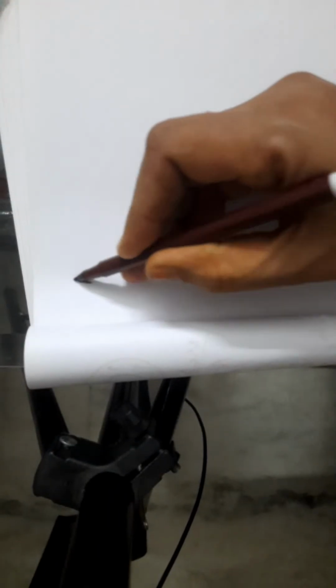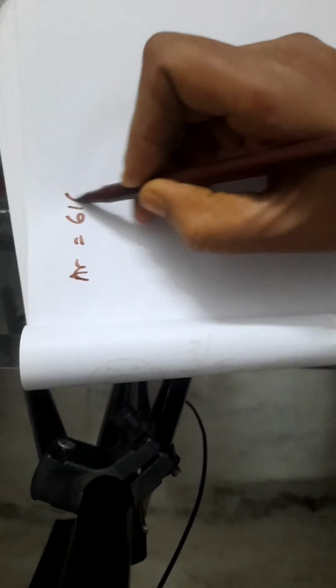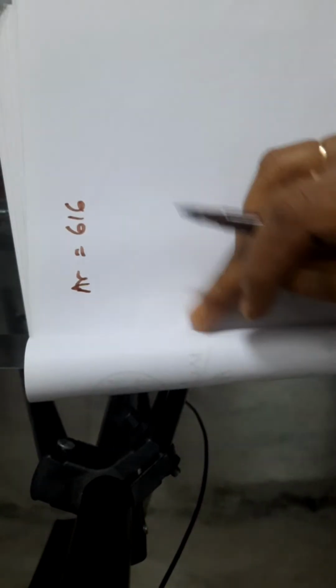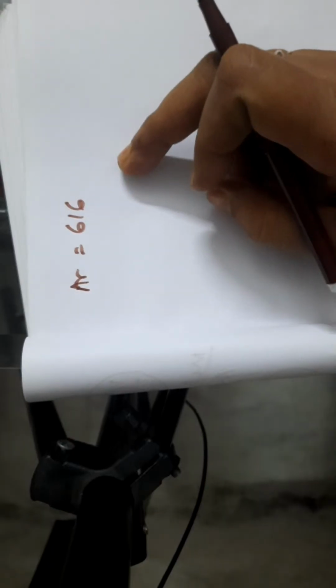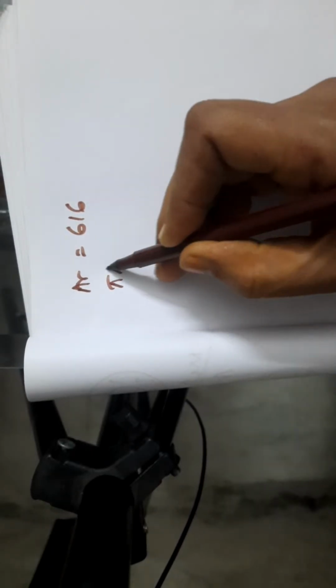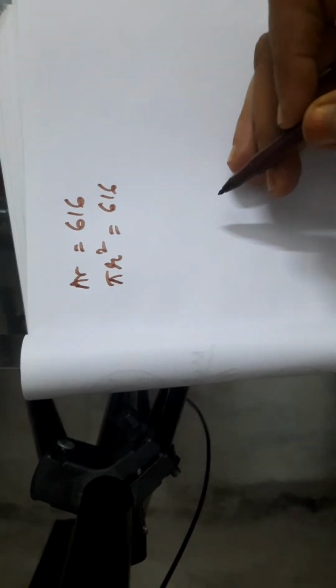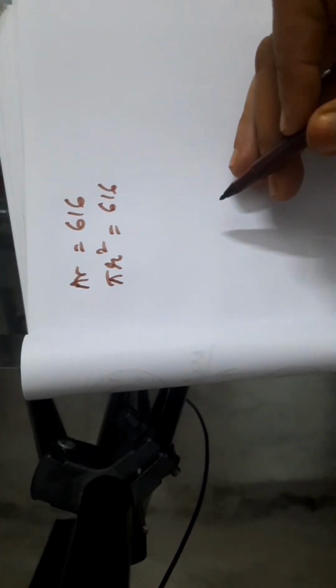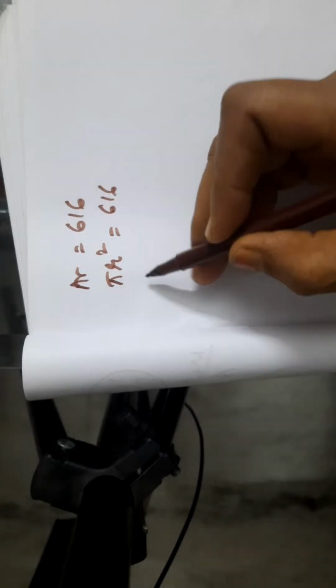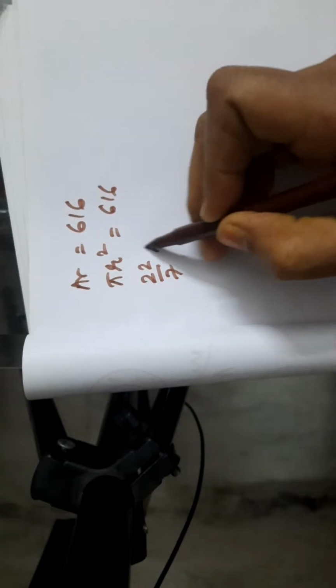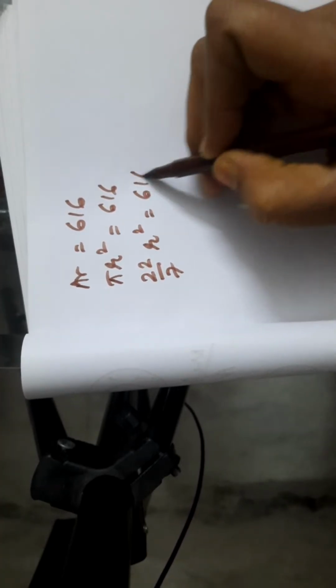Next question is given, area is 616. Area of circle is given 616. If area is given, we are going to compare with the area formula. Area formula is pi r square is 616. Then we need to find out circumference. After getting area, after getting radius, we can calculate circumference by the 2 pi r formula. So 22 by 7 r square is 616.